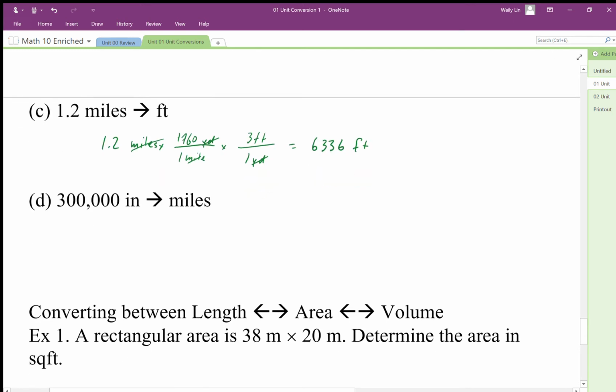And using a proportional equation would be a little bit harder because we have to do two sets of calculations, whereas here, two conversions are being done with one calculation.